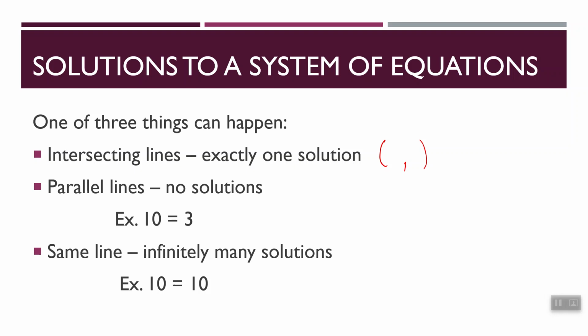Or we could have the same line, and when we have the same line, it's infinitely many solutions. We would lose the variable as we're solving, and we would end up with a true statement, like you see here, 10 equals 10.